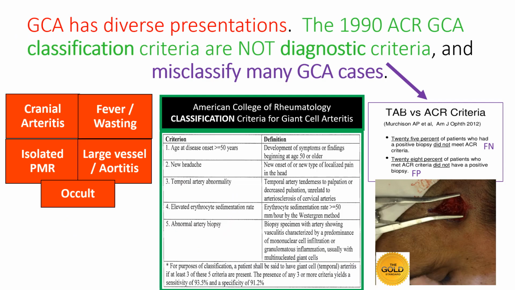Giant cell arteritis can present in a protean and sometimes occult fashion. The American College of Rheumatology classification criteria are not diagnostic criteria and can misclassify many cases of giant cell arteritis.